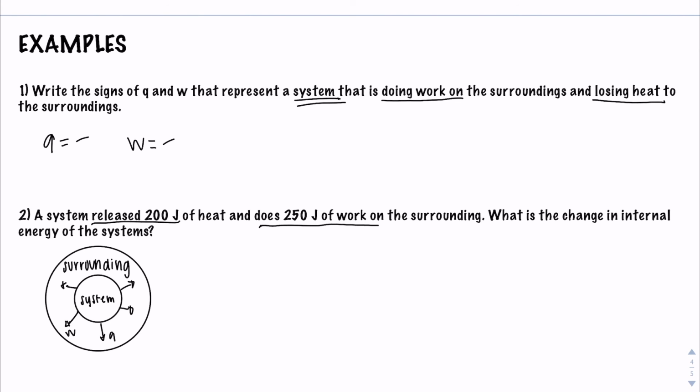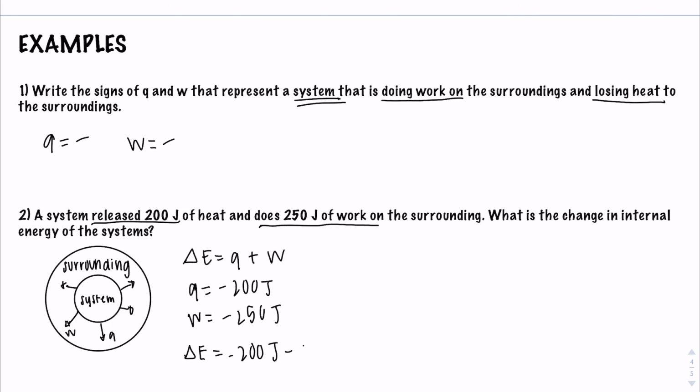So in this problem, we're going to use the equation delta E is equal to Q plus W. In this case, Q is equal to, since it's going from system to surroundings, negative 200 joules of heat. And then W, which is work, since the system does work on the surroundings, this is also negative 250 joules. So delta E is equal to negative 200 joules minus 250 joules, which is equal to negative 450 joules or negative 0.45 kilojoules.